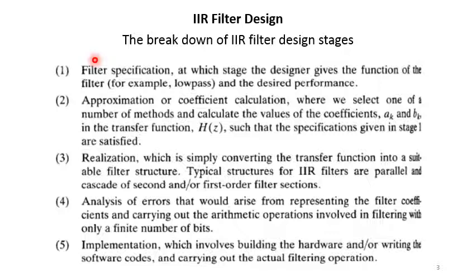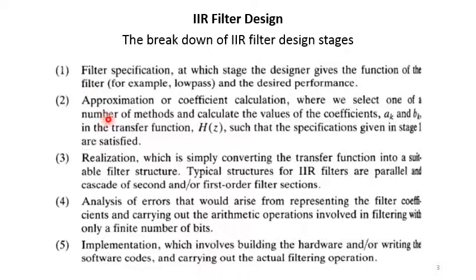Similar to the FIR system, IIR filter design has the following stages. The first stage is the specification of the filter, and the important specifications at this stage are the function of the filter, whether we are using it as a high pass, low pass, band pass, and so on, and the desired frequency response or performance: what ripple we want in the stop band, what ripple we want in the pass band, what the transition band should be, and so on. These are the filter specifications.